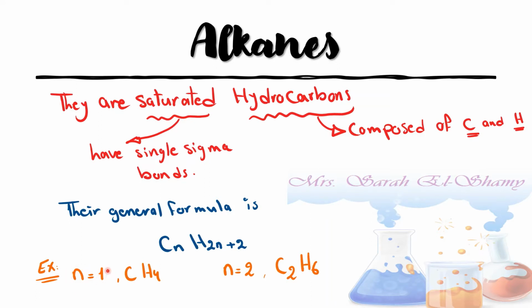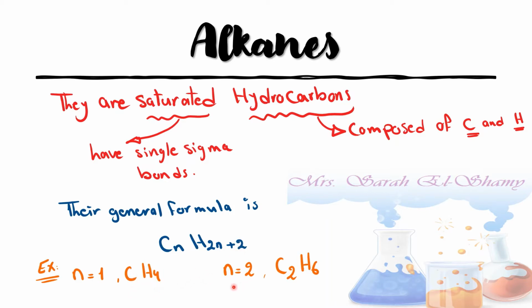If we have n equal 1, what is the meaning of n, or what is the reference for n? n refers to the number of carbon atoms. So here if we have only one carbon atom, how many hydrogens should we have to form an alkane compound? We just make 2 times 1 plus 2. 2 times 1 gives 2, plus 2 gives 4. So the formula will be CH4.